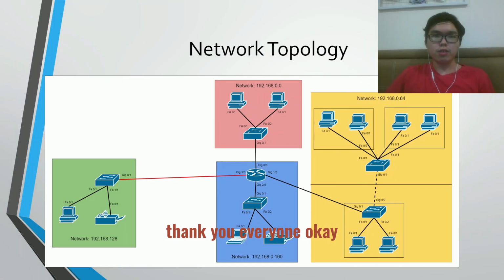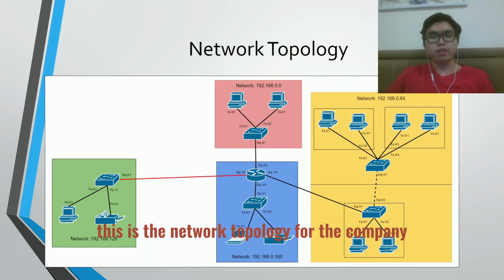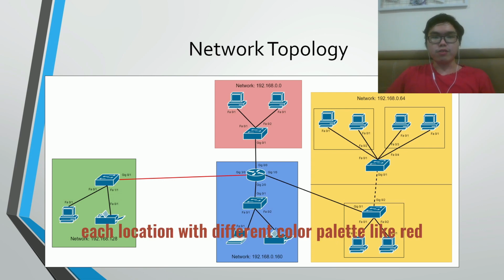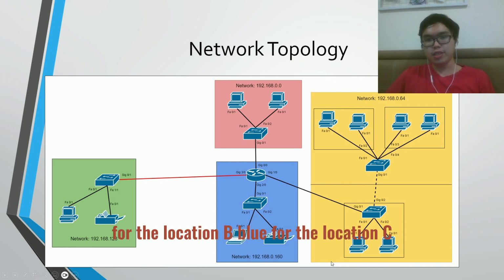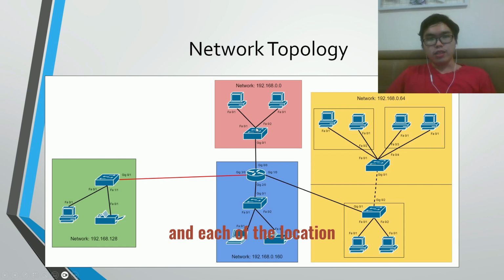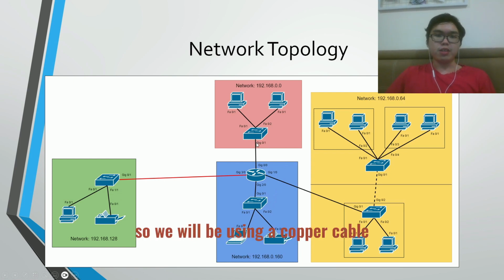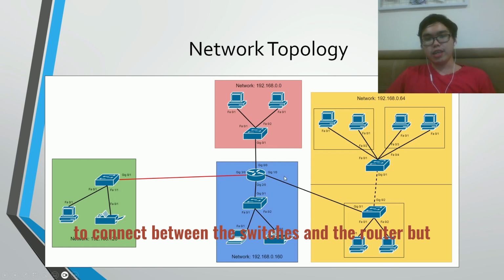Thank you, everyone. Okay, this is the network topology for the company. We have divided each location with a different color palette: red for location A, yellow for location B, blue for location C, and green for location D. Each location has switches that are connected to a router located in location C. And since locations A, B, and C are close to each other, about 100 meters, we will be using a copper cable to connect the switches and the router.